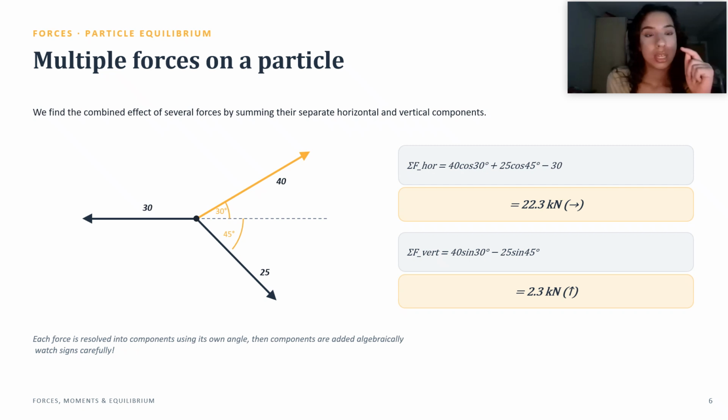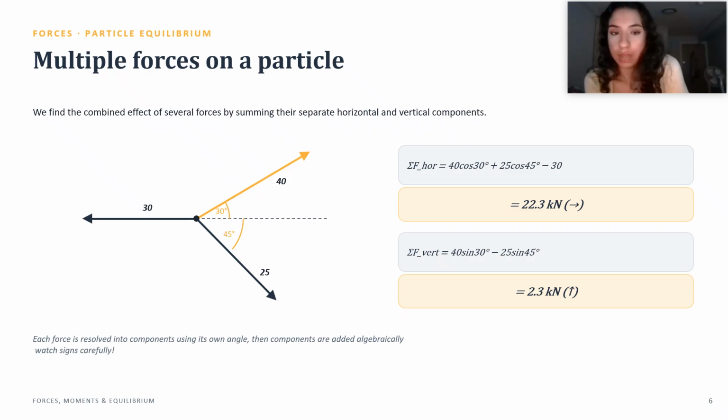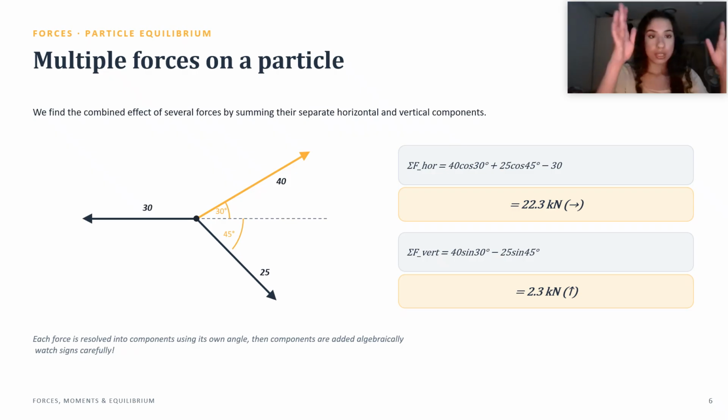And most of the time, we assume that the horizontal force to the right is positive, and the upwards vertical force is positive. And then the 25 kilonewton one, we just say 25 cos 45 gives you horizontal and 25 sin 45 gives you vertical. And then you sum up the verticals by themselves and the horizontals by themselves.